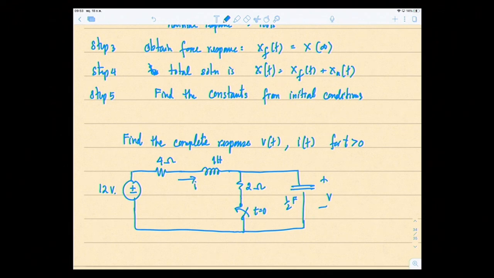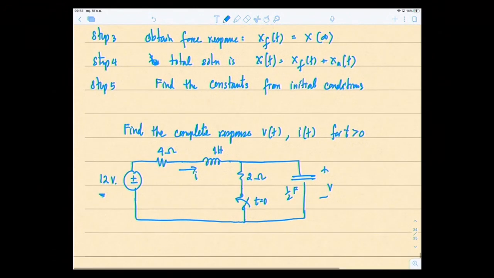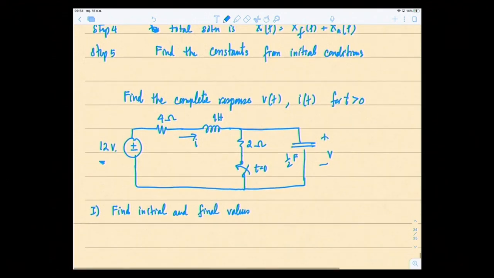So I'm going to try to do it step by step from above. Since we have constant values, I'm going to use the step by step approach. Step 1: find initial values and final values. Alright, so initial values means the switch changes at t equal to 0.